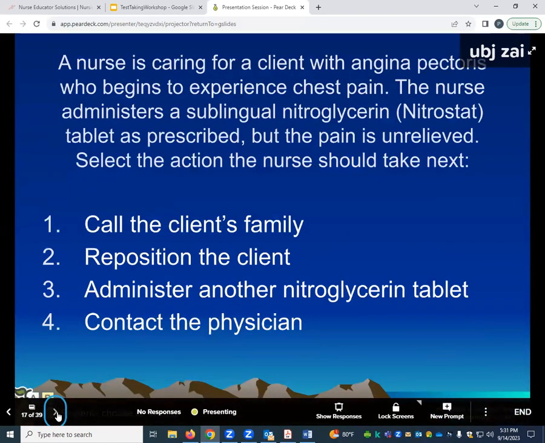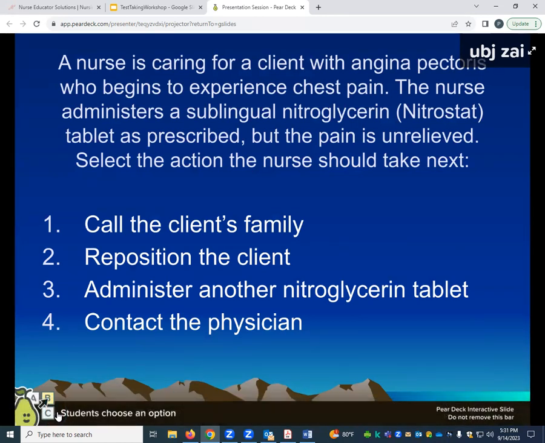So the nurse is caring for the client with angina who begins to experience chest pain. The nurse administers a sublingual nitro tablet as prescribed. The pain is unrelieved. Select the action the nurse should take next. Call the family, reposition the client, administer another nitro, contact the physician.